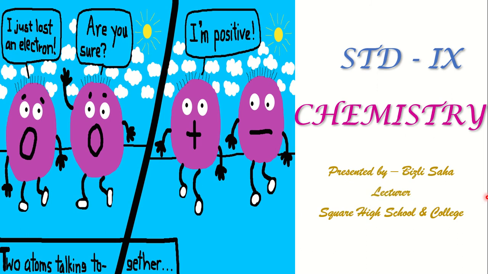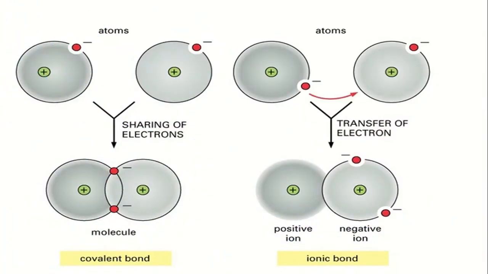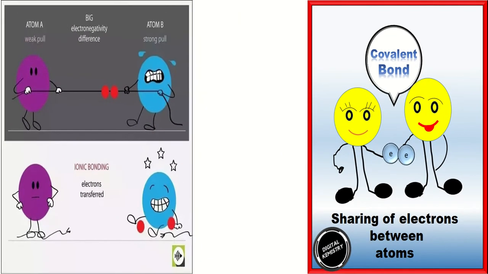Dear students, we are talking about Chapter 5, Chemical Bond. Already we had completed ionic bond and covalent bond. And we know the compounds having ionic bond are called ionic compounds and the compounds having covalent bond are called covalent compounds. Today, in this class, we will learn about some characteristics of ionic and covalent compounds.